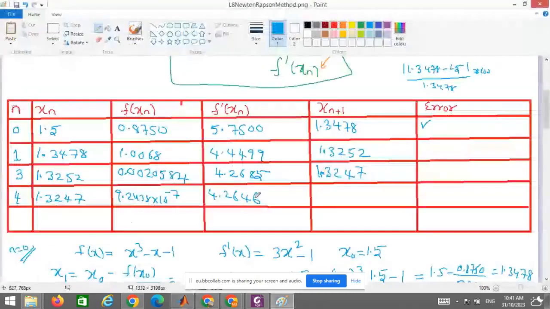1.3247. Okay, so we get again 1.3247. See, in this case, the new value is 1.3247. Old value is also 1.3247. You will get 0% error. So all digits are correct here. Okay, so you can stop here. If you want to go again, you can go, no problem. Again, you will get 1.3247. So this will be the solution for this.